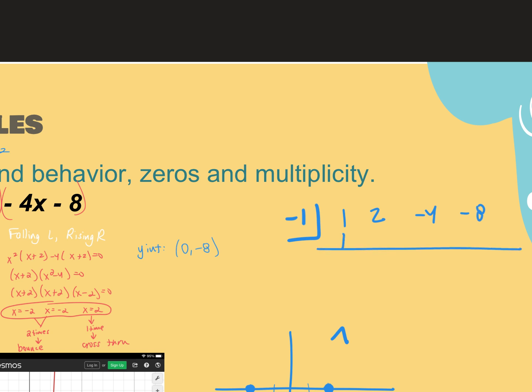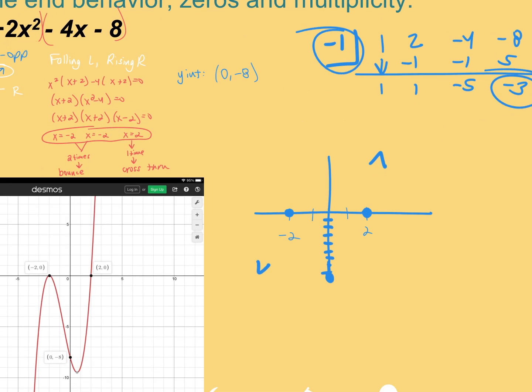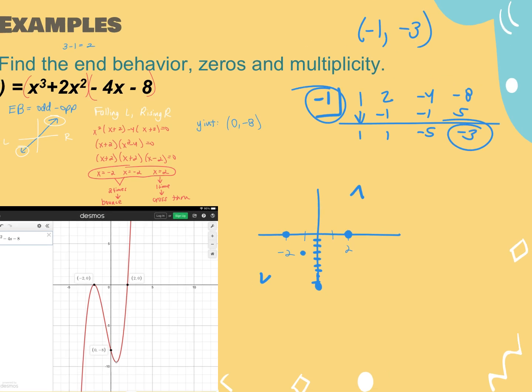So let's do our synthetic division. Bring down 1. This is negative 1. 2 minus 1. 1. Negative 1. You guys get the same thing? Okay, so when I plugged in negative 1 to my synthetic division, what did I get out as the y value? Negative 3. There's an additional point. So I have an additional point at negative 1, negative 3. So you know how high and how low to go. So let's pick another one.